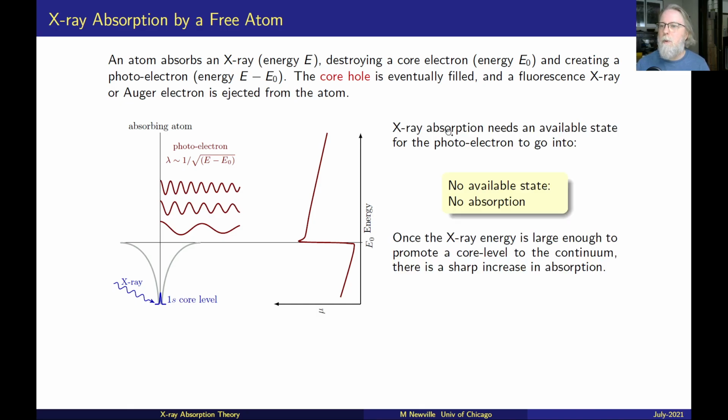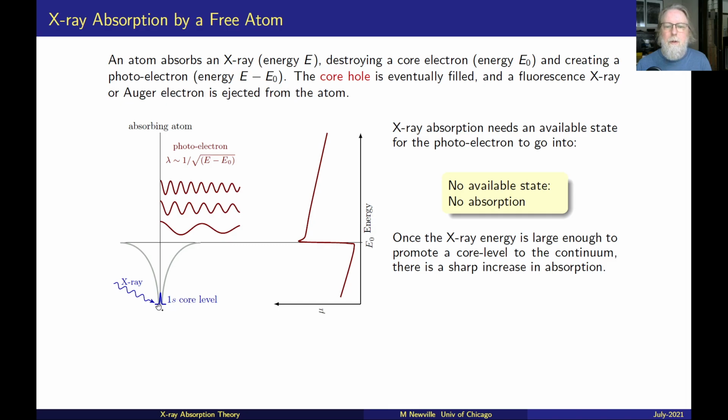So X-ray absorption needs an available state for the photoelectron to go into. If there's not an available state, there's no absorption. That's basically the Pauli exclusion principle in quantum physics or quantum chemistry.